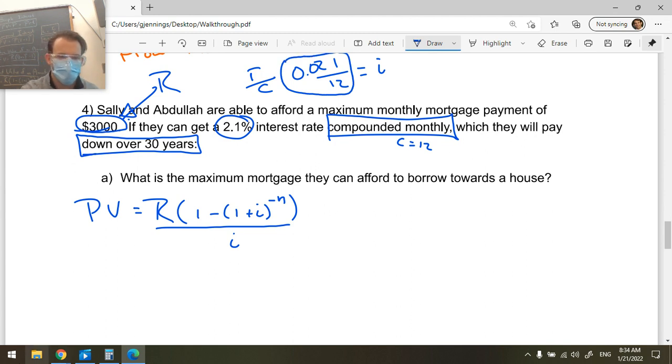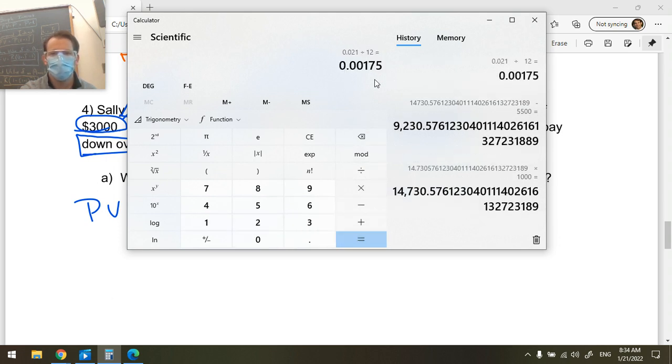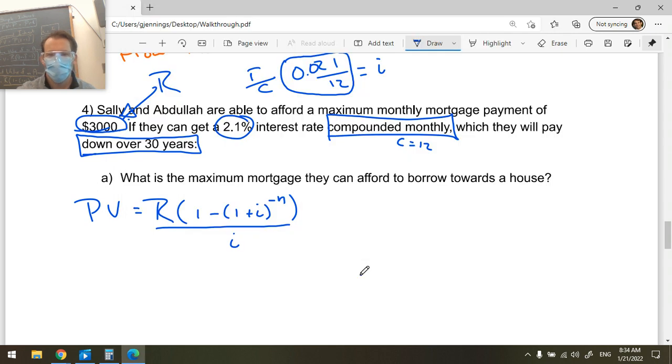So let's do that on the calculator, because I could do it in my head, but then you have to watch me do mental math. Divided by 12 equals, here's i, 0.00175. 0.00175 is our monthly interest rate. It's about 0.2% per month, and that makes sense because it's about 2% per year, and there's about 10 months in a year, so that's good.